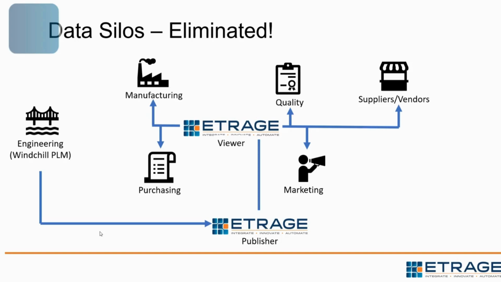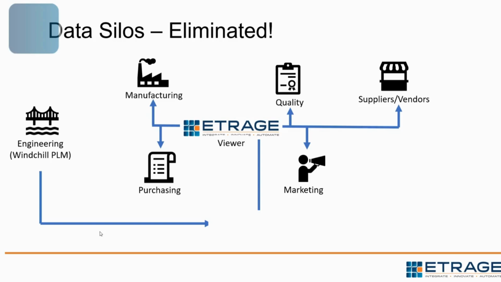If you just know, hey, I want to get a quote for tooling for this one specific part, I can take a drawing from my PLM system, push it out to the ETRAGE viewer, and a supplier can log in and see that latest drawing, right? But they don't get to see anything else, right? All of that can be made possible with the viewer, right?